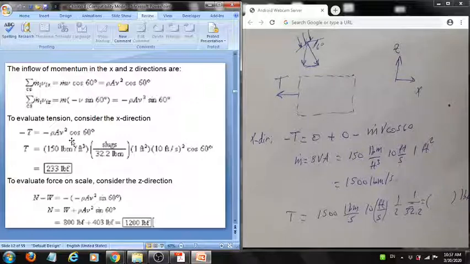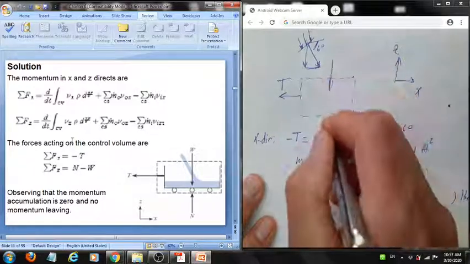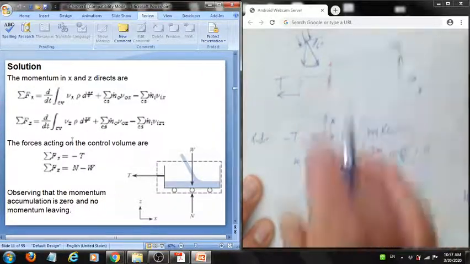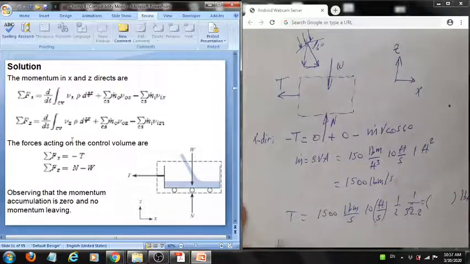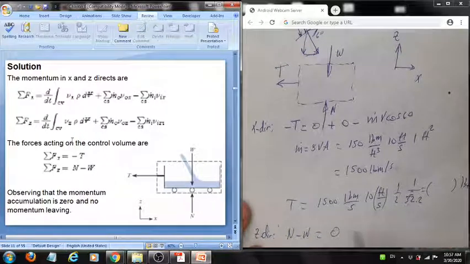In the elevation direction, same thing. We have to go back to our problem. We have weight, we have normal. So the forces in the z direction are weight downward, normal up. As we said, always assume it's steady. There is no mass leaving, only entering the same m dot.